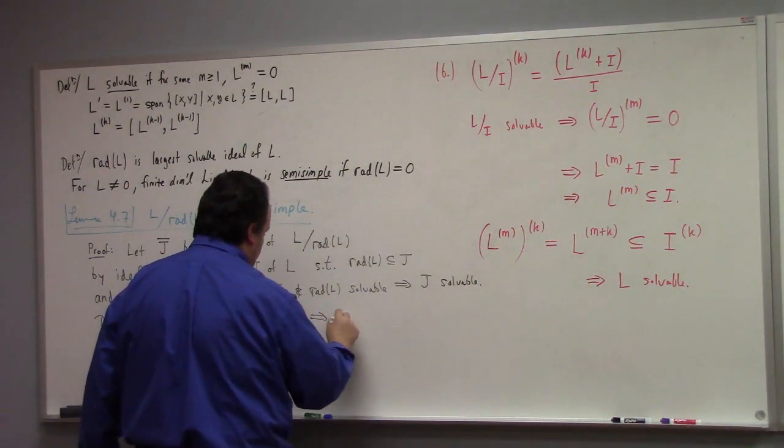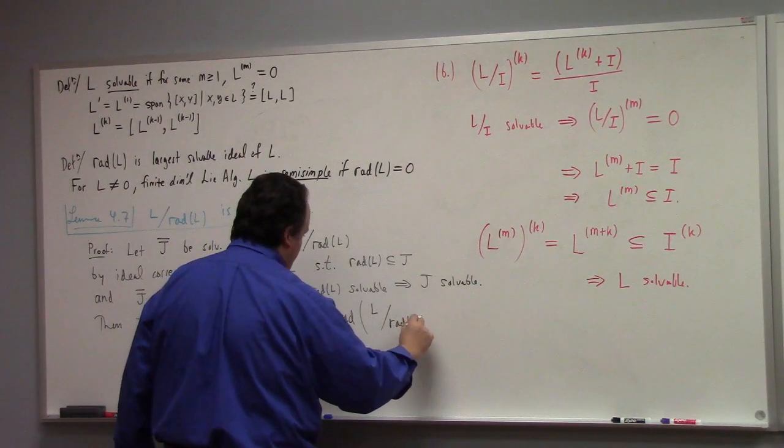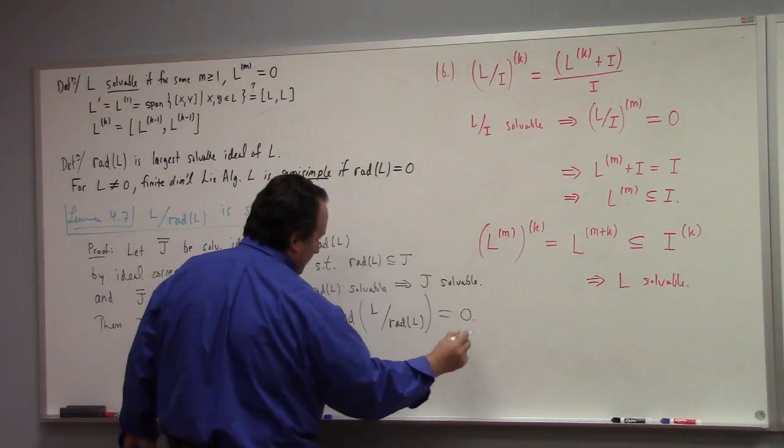In other words, the radical of L mod the radical is in fact 0.